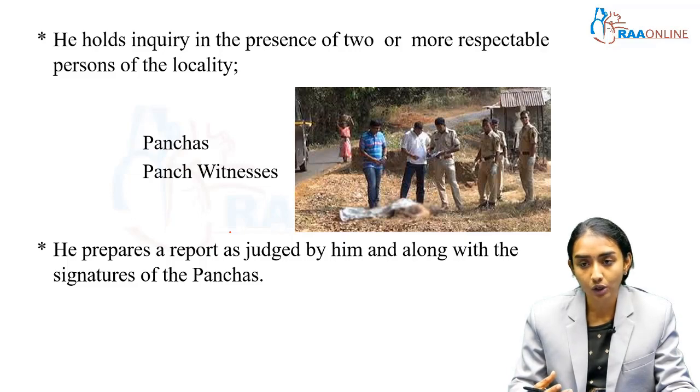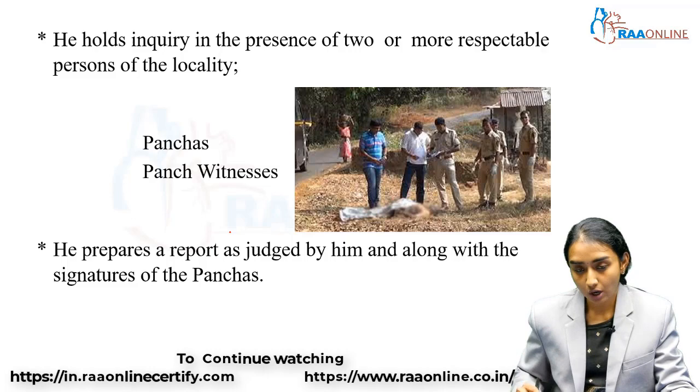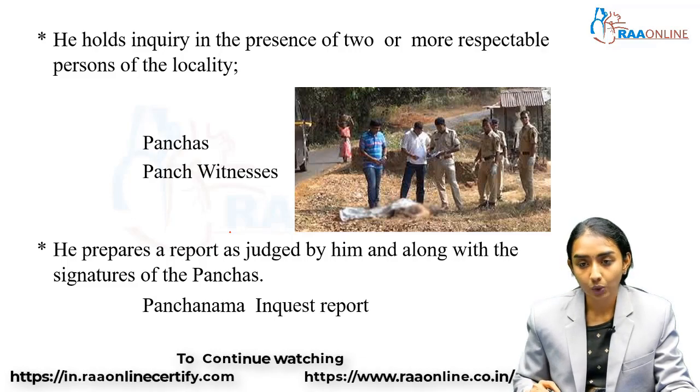All these things are noted by the police in their report, along with the identity of the individual, where the police note 2 identification marks of the individual. He will also write the probable cause of death as perceived by him in that report, and also write the reports of any evidence found around the body. This report, thus prepared by him, along with the signatures of the panchas, is called the Panchanama or the inquest report.